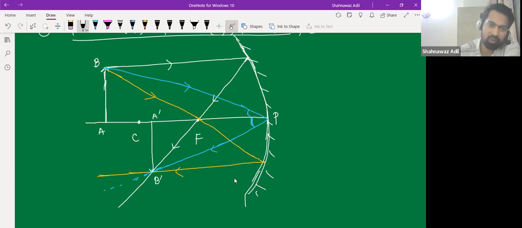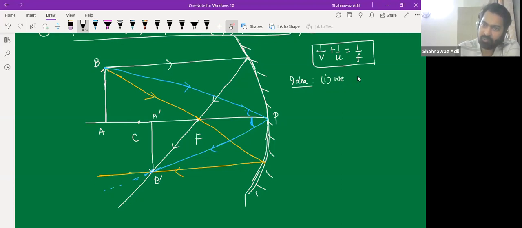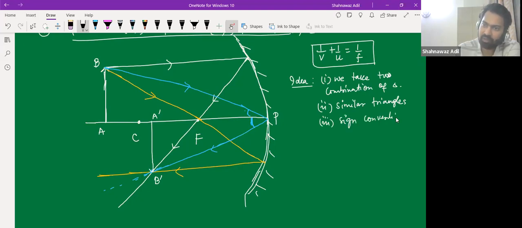So first, what we will do is that we have to prove that 1 by V plus 1 by U equals 1 by F. The idea is that we take a combination of two triangles, and then the second is that we use the property of similar triangles. And the third one, which is very important, is sign convention. All these three things, right? First is finding out the triangle.